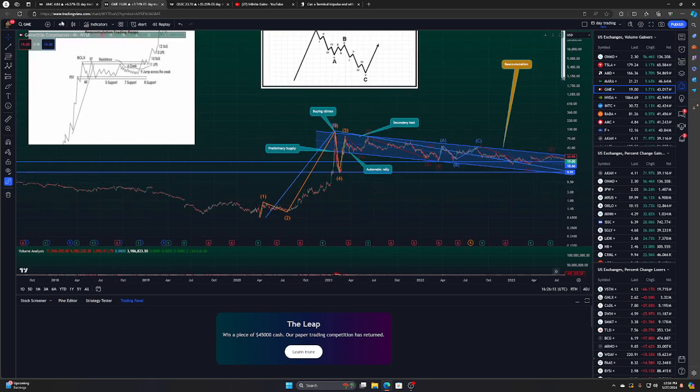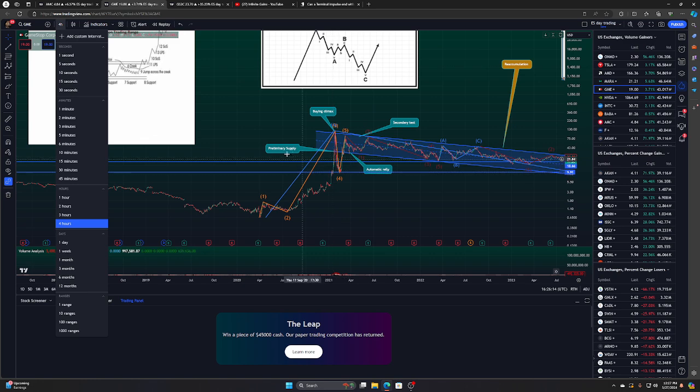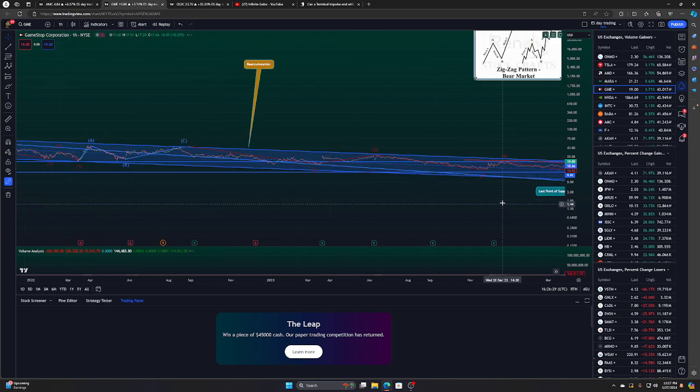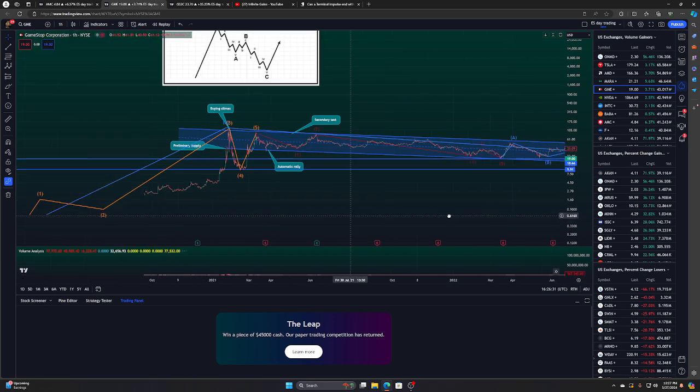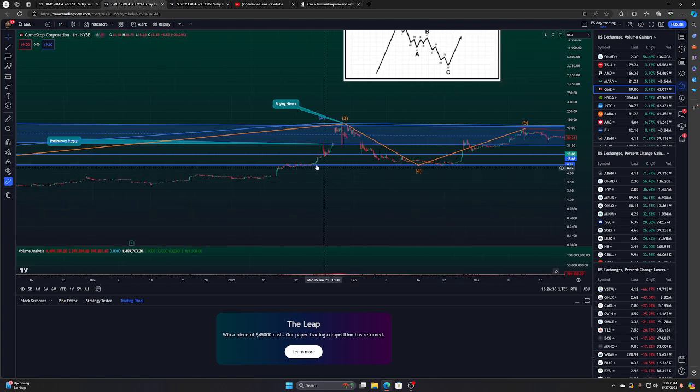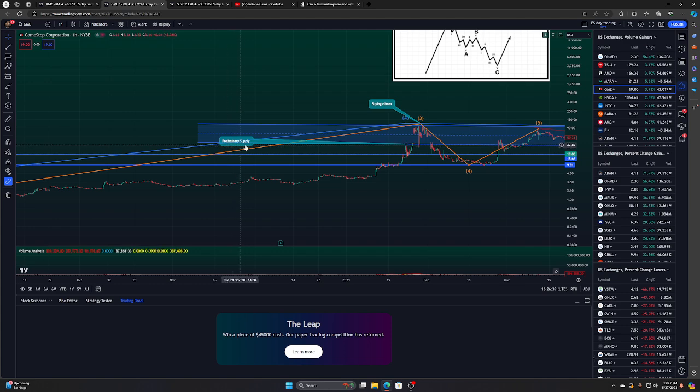Well, we have to go to a lower time frame to be able to see this. So as you can see here, you run up, you have your preliminary supply, you come down a bit, and then you have your buying climax, then you have your automatic rally. We have to go to a lower time frame to see the preliminary supply. So you can see that we ran up, rejected, so that's our preliminary supply. Then we had our buying climax.